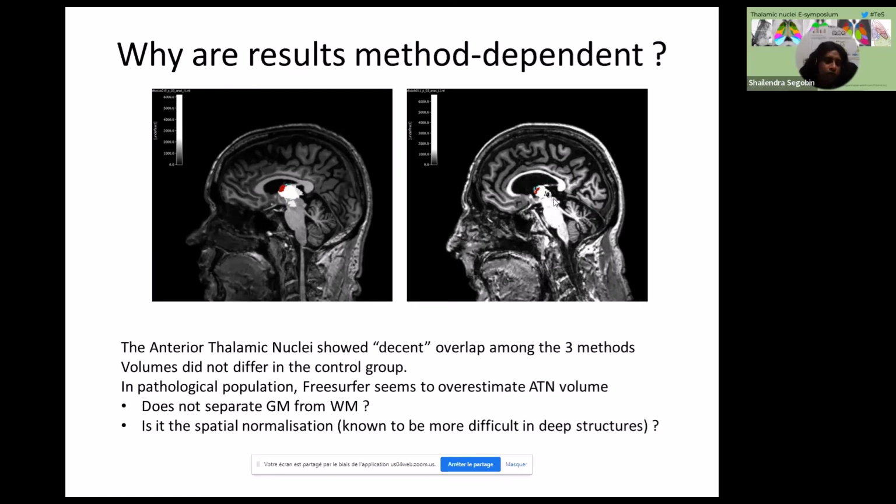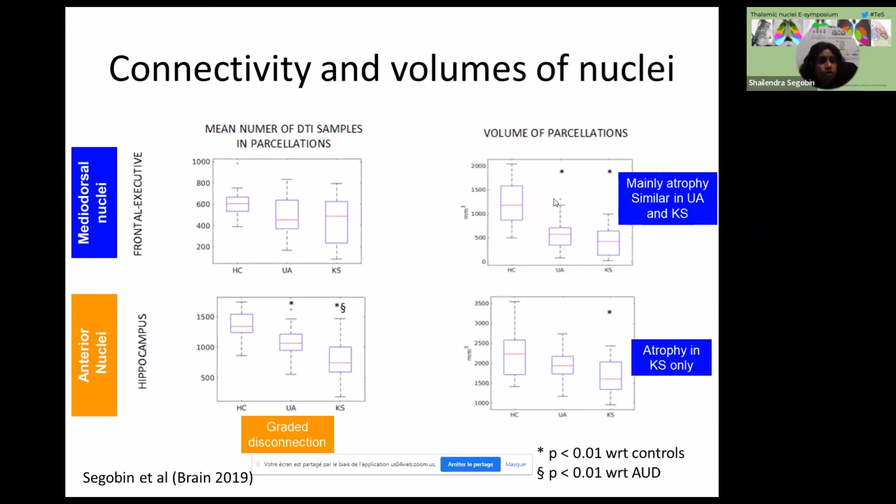And there's also nevertheless the problem with registration, which is known to be difficult in deep structures. And there's a special algorithm for running the deep structures for the thalamic segmentation. So we should probably be careful about all this when we are choosing the method for analyzing our data. So now back to the connectivity and volumetric measurements.